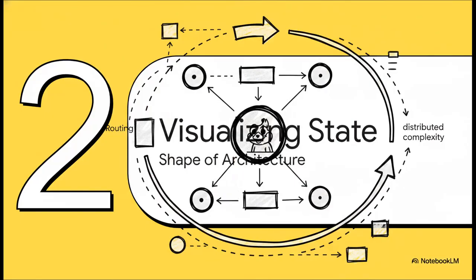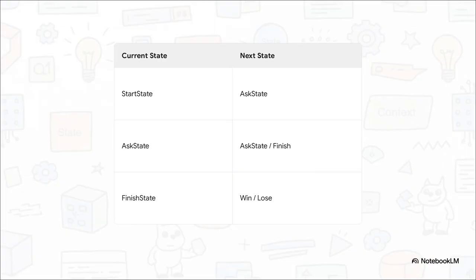Section 2. Visualizing state machines. The shape of the architecture before the code. Now, before we look at a single line of Go code, we have to draw out the state transition diagram. It's absolutely crucial to let you see the shape of the solution before the implementation.